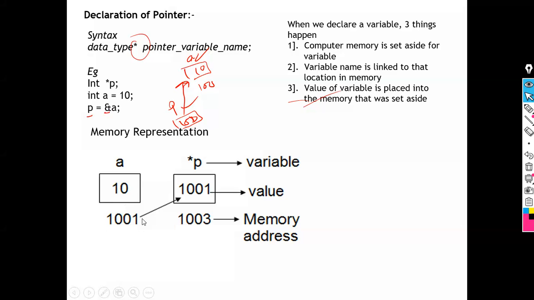Address of A is 1001. If I say asterisk ampersand A, ampersand A means the address of A, that is 1001. And when I say asterisk here, then it is nothing but 10. Got it? When I simply say ampersand A, it is 1001. When I say asterisk P, it means the value at this address. The value at this address is 10 again, right?